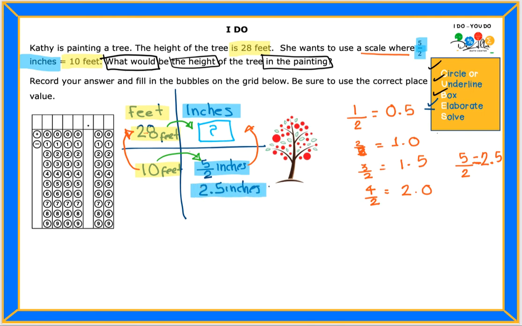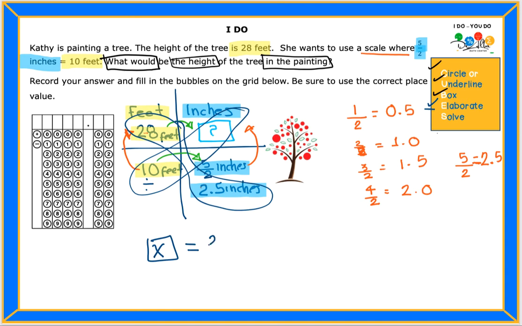We're going to multiply these two that are across, and then we're going to divide by the other one that we don't have, that we have here. I'm going to put it as an expression right here. Then, the number that we are looking for is our x. It's going to be equal to 28 times 2.5 and then divided by 10.